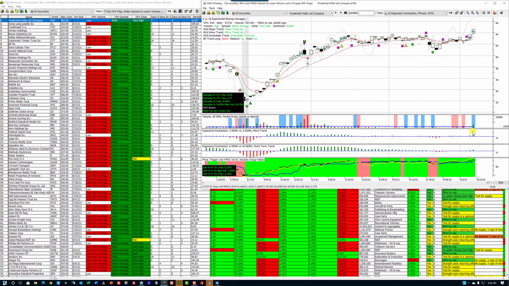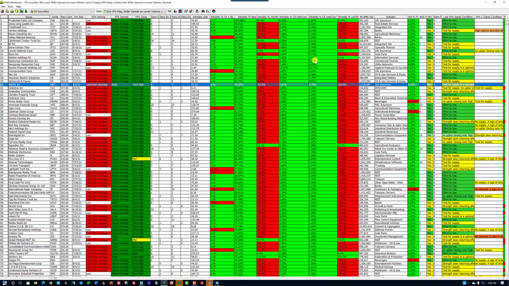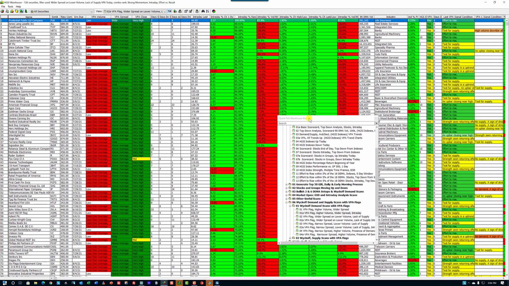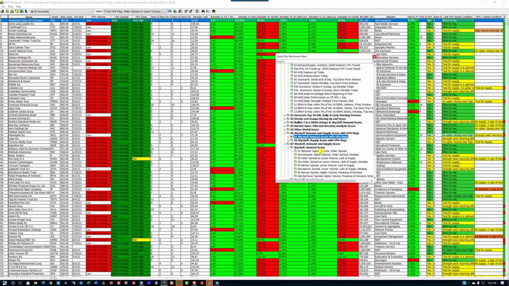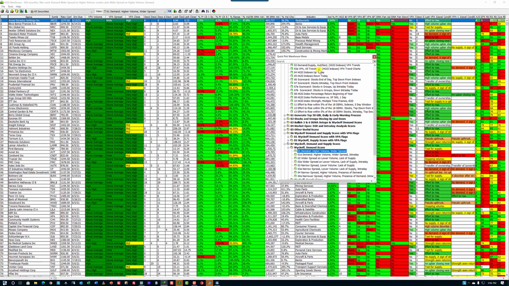So what was it yesterday? Volume was low. You can see it was low. And the spread was wide, and the close was very high, and there was a VPA flag there again. So I'm scanning both for Wyckoff and VPA. Now I've also got other scans in here. If you don't want to use the VPA scans, you can. If you just want the demand scans, same thing without a VPA requirement.